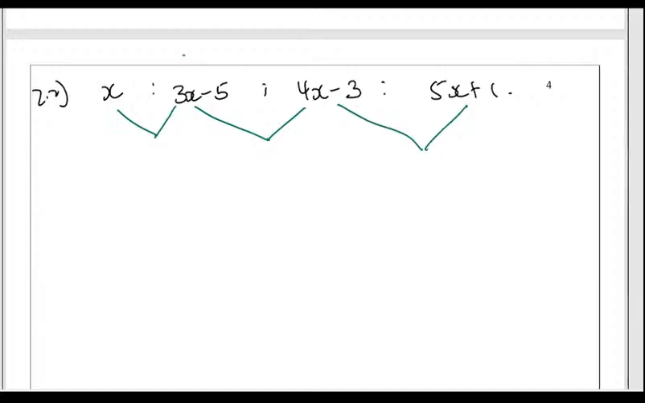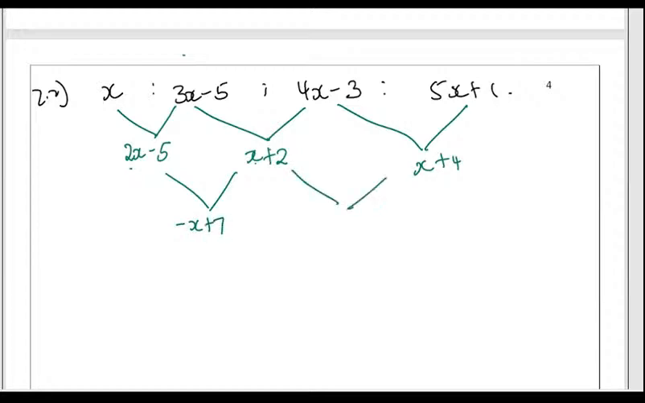So 3x minus 5 minus x, I'm going to have just 2x minus 5. Then for the second term, we have 4x minus 3x, which is x, minus 3 minus minus 5 is giving me a plus 2. And then here 5x minus 4x is x, 1 minus minus 3 is giving me a plus 4. Then let me get the second differences. x minus 2x is just negative x. 2 minus minus 5 is plus 7. And then for this case, x cancels x, 4 minus 2 is 2.